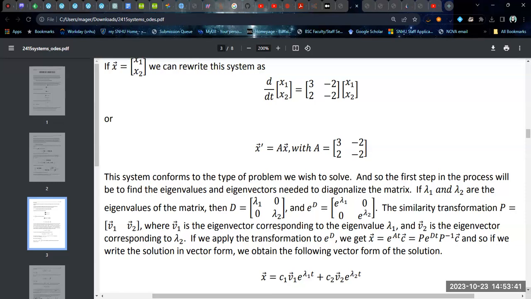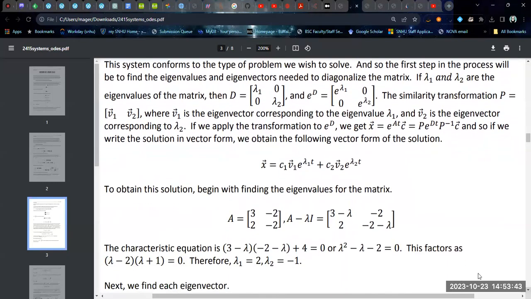And then we're going to write our final equation of this form, where v1 and v2 are the eigenvectors, lambda 1 and lambda 2 are the corresponding eigenvalues, and then c1 and c2 are our coefficients that provide any linear combination that we need in order to get to whatever our initial conditions are.